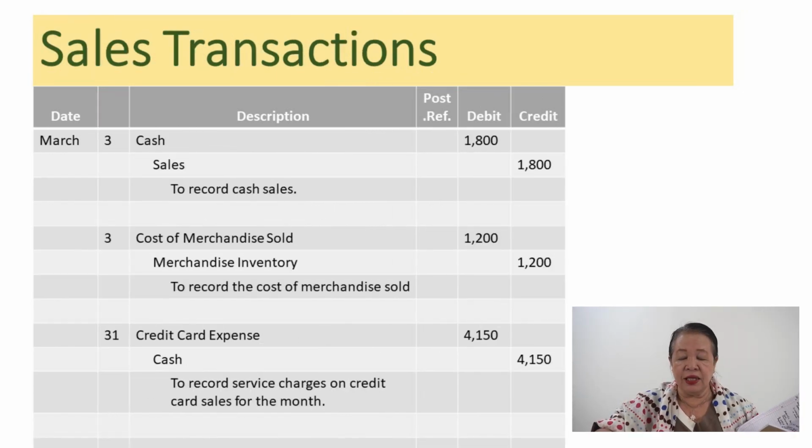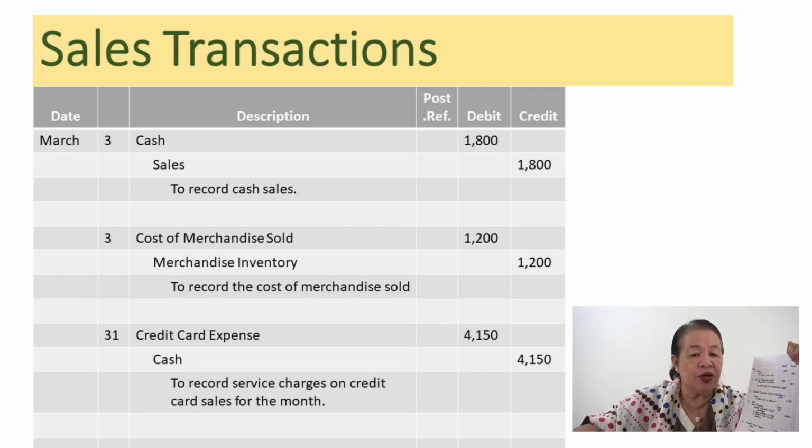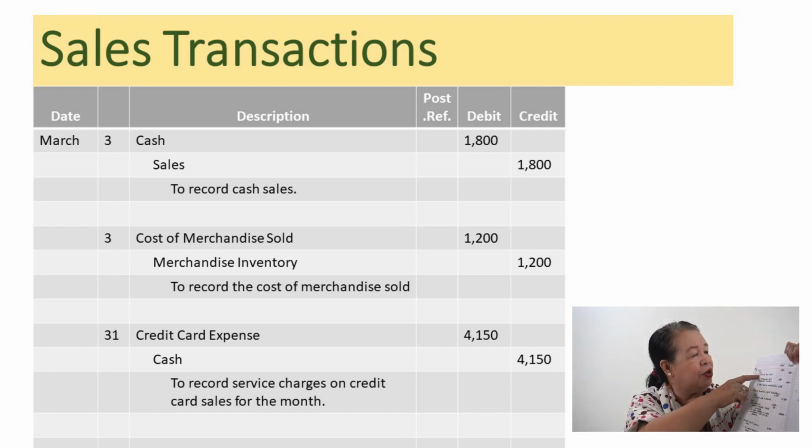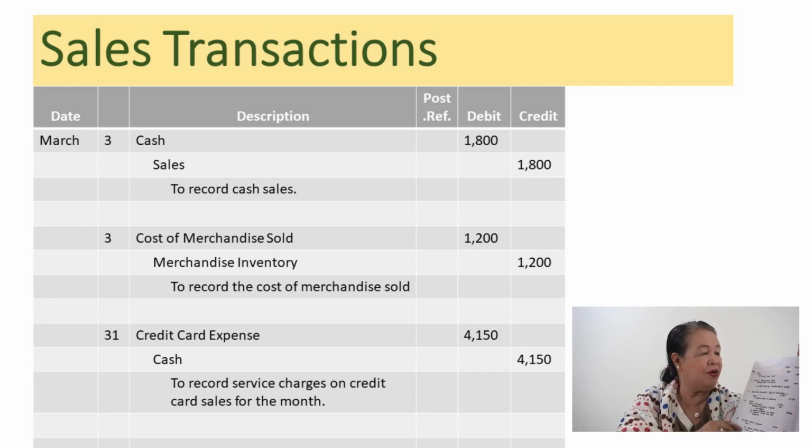So, yung next natin na transaction noong March. So, nagkaroon po tayo ng cash sales na 1,800. So, debit cash 1,800 and credit sales na 1,800. No? So, to record cash na binenta natin. So, pagka nagbenta tayo ng cash, debit cash, credit sales. Yun po yung journal entry, no?